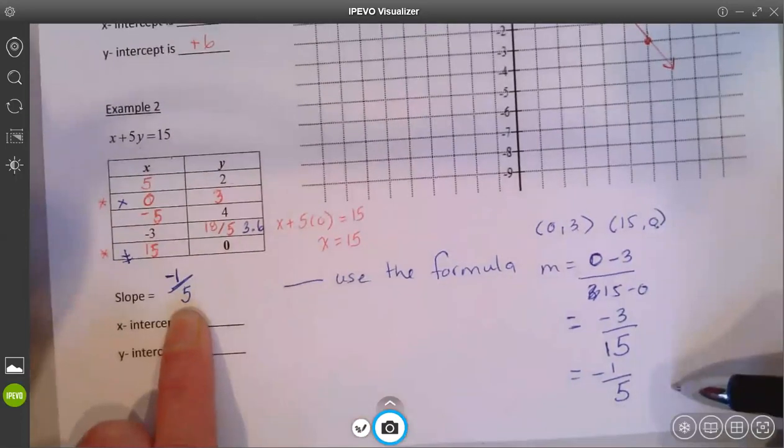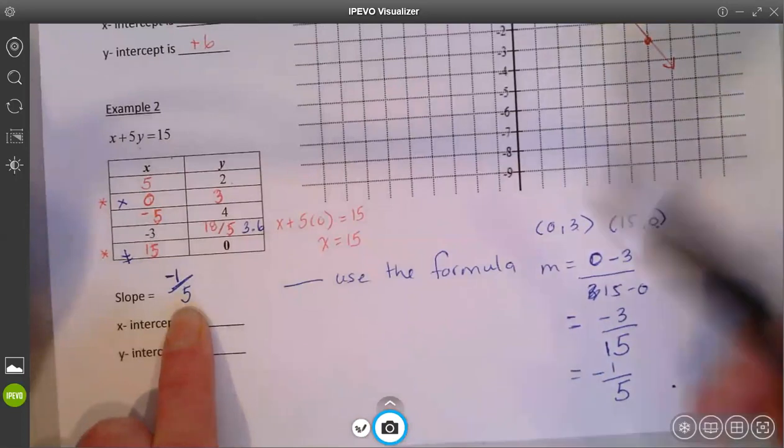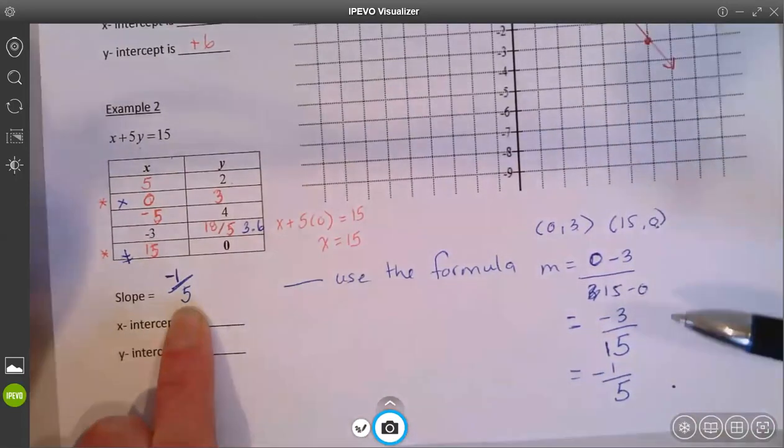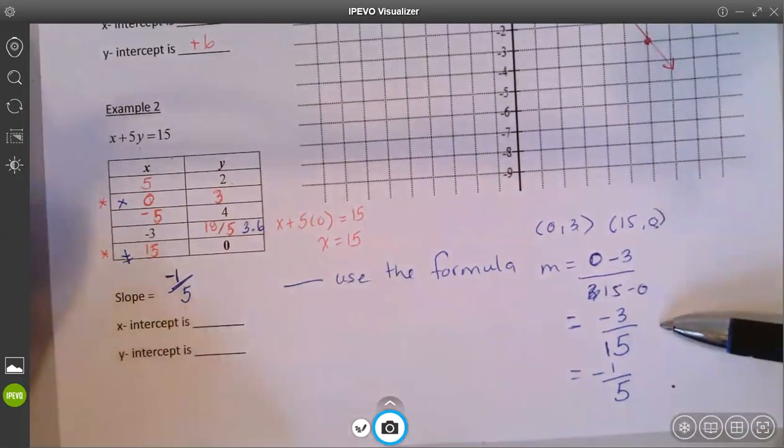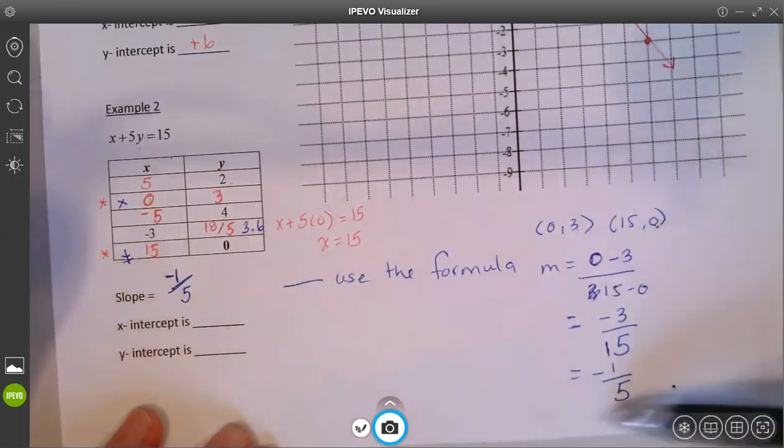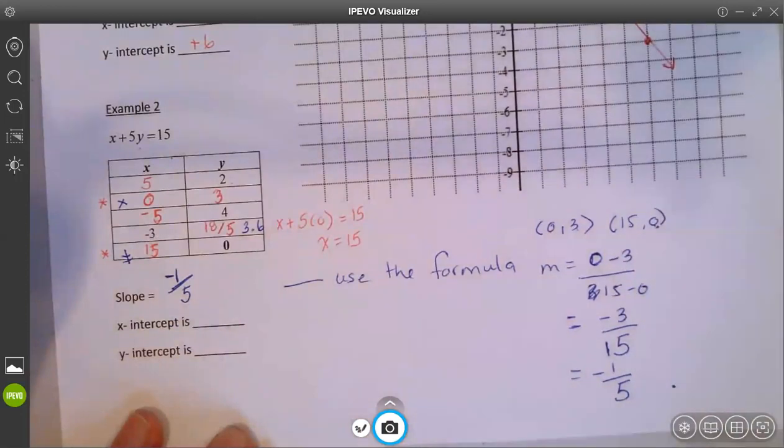So there are 2 ways to find the slope, using 2 points from your graph or using any 2 ordered pairs. If you're doing the calculations, be strategic and pick ordered pairs that don't have fractions. Not always, but if you can, to minimize your calculations.